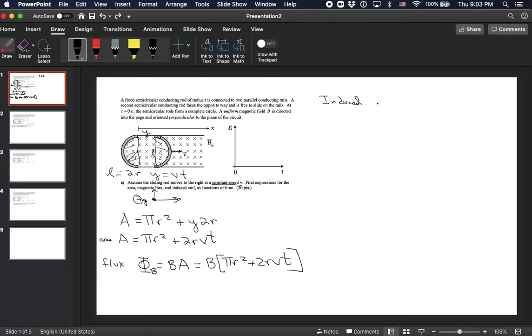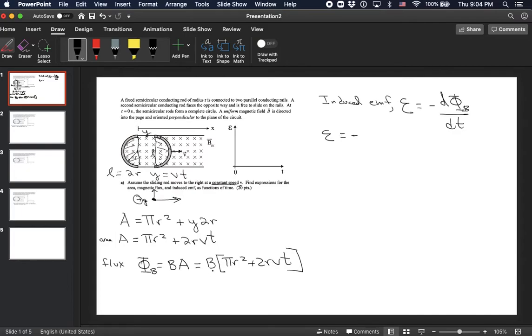Let's see, undo. EMF is given by that symbol, epsilon, which is equal to negative dΦ/dt. So I can just plug this in, right? So the EMF is equal to a negative.